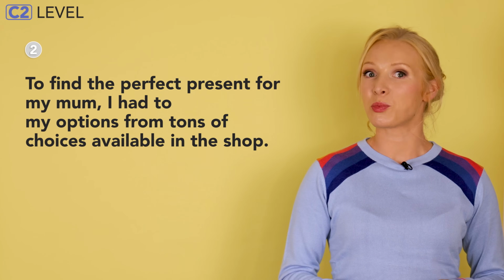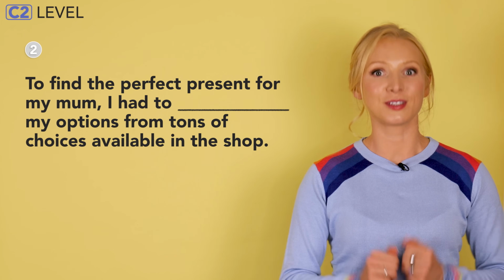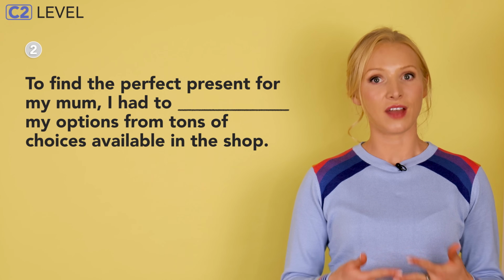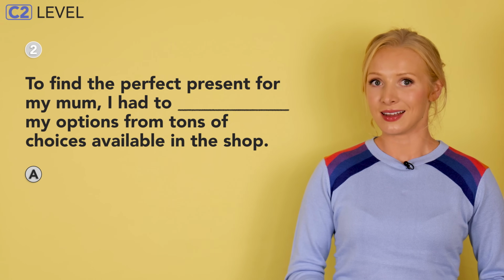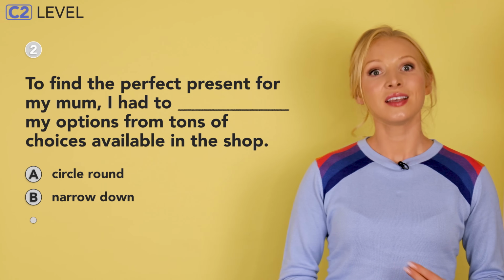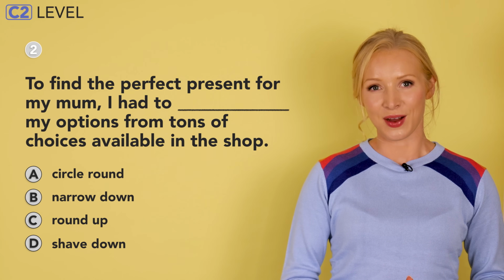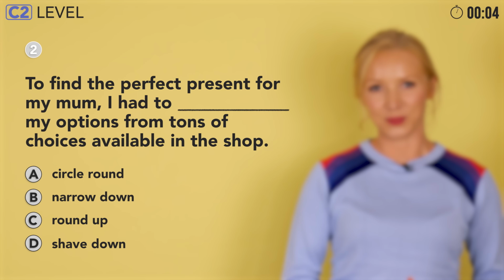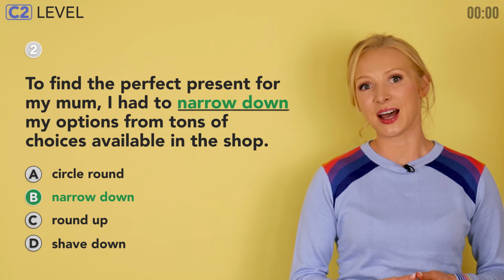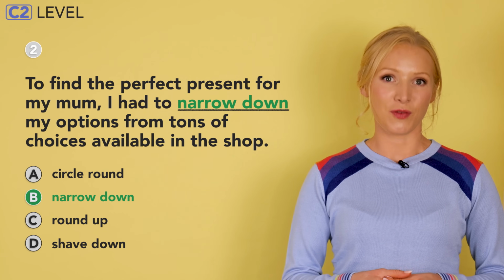Okay, next one, number 2. To find the perfect present for my mum, I had to what my options from tons of choices available in the shop? Is it A, circle round, B, narrow down, C, round up, or D, shave down? B, narrow down, is the phrasal verb we're after. It means to reduce the number of options.